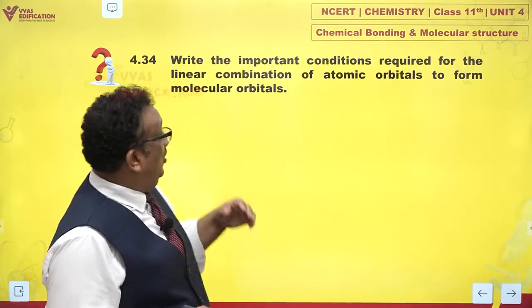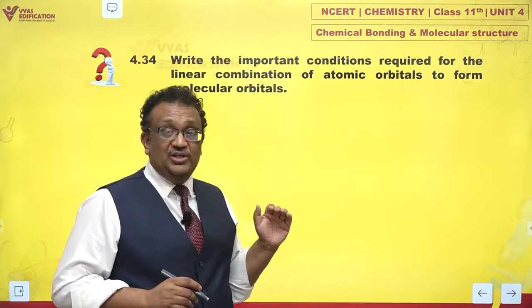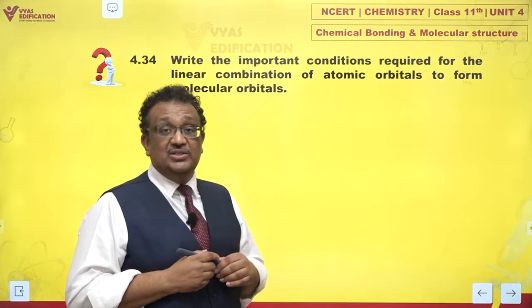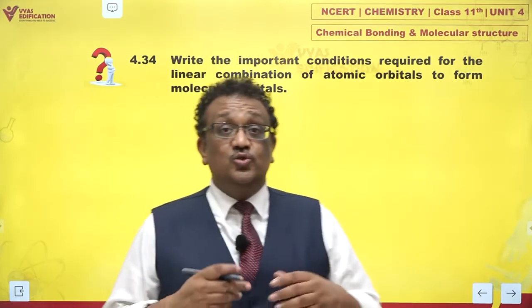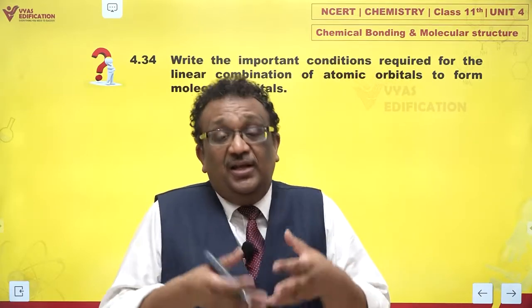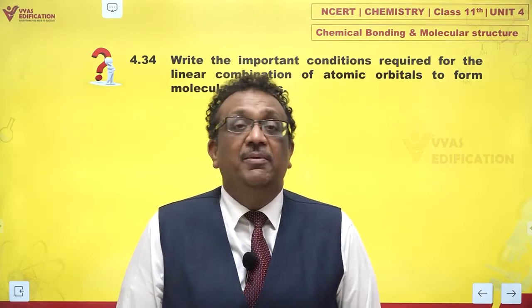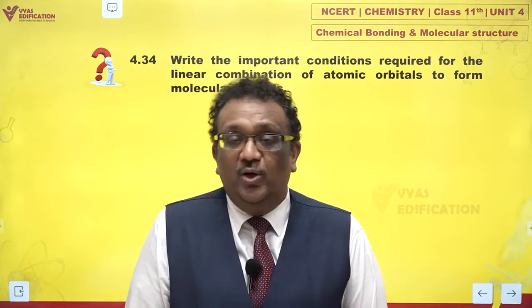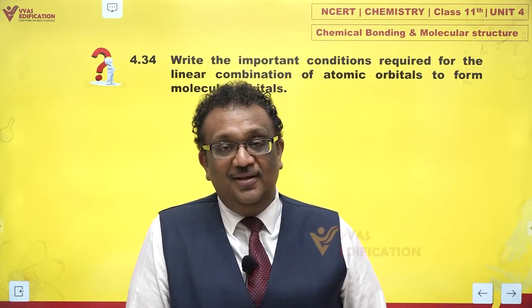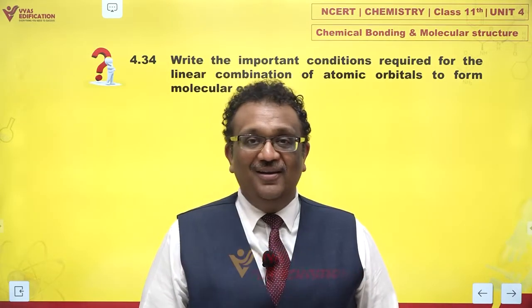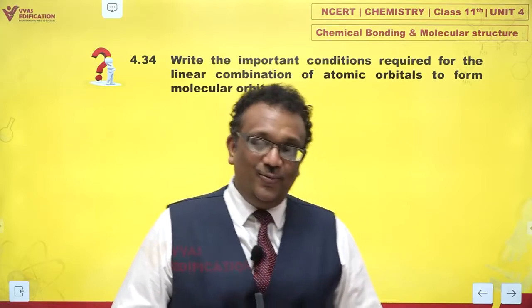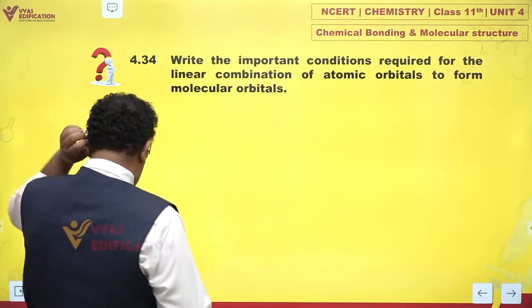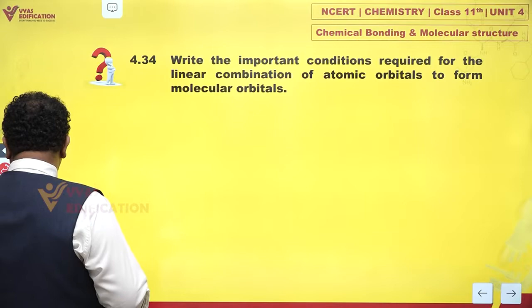But then, what are the important conditions which are necessary so that we can combine atomic orbitals to get maybe bonding or maybe anti-bonding molecular orbitals? And these conditions are as follows. Let's write it down. The first condition is of energy.